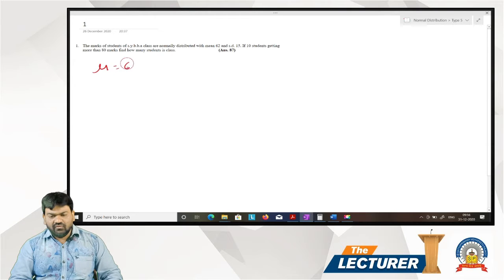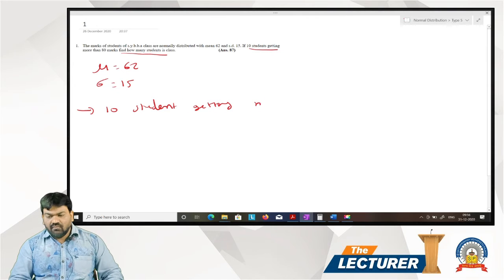Okay, first example. The marks of students of SYBBA class are normally distributed with mean 62, that means mu 62, and standard deviation 15, so small sigma 15. If 10 students are getting more than 80 marks, find how many students are in the class.